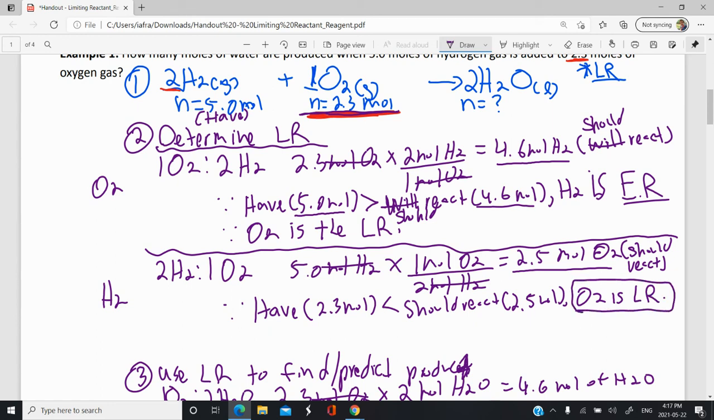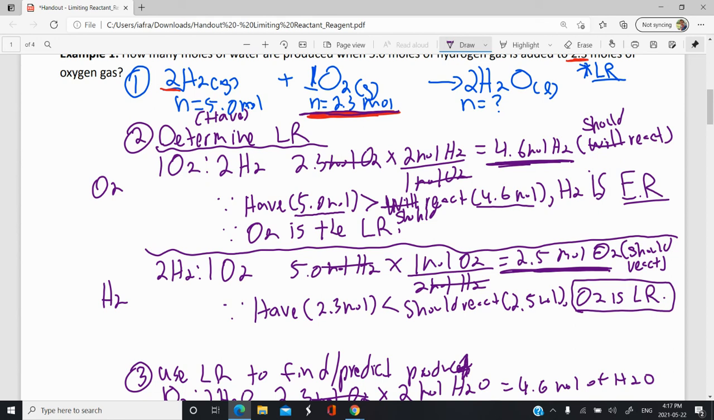Notice it's essentially the same result in the end. You just have to interpret it differently. In this case, you're going to say, well, what should react is more than what you actually have. In the other case, when we chose the O2 to go with, what should react of H2 is actually less than what we actually have. So in other words, we're going to have leftover H2.